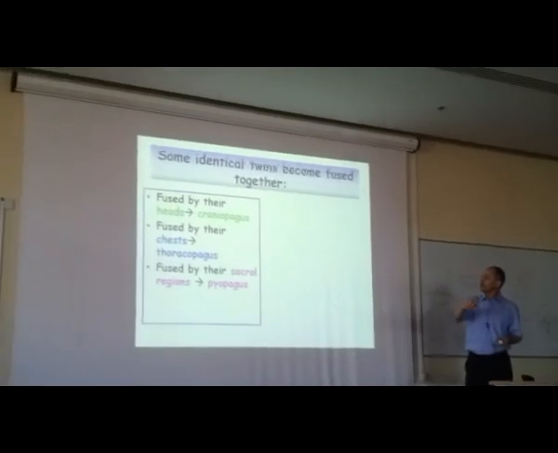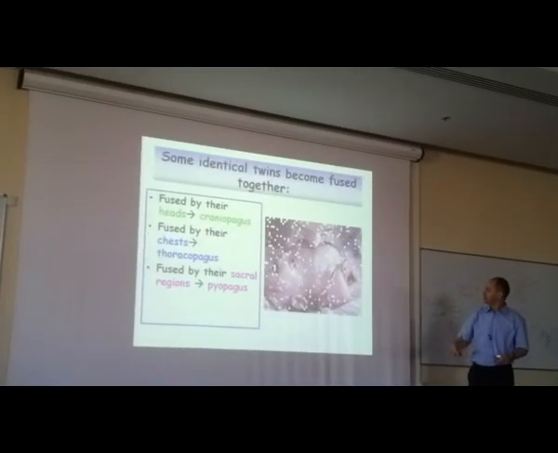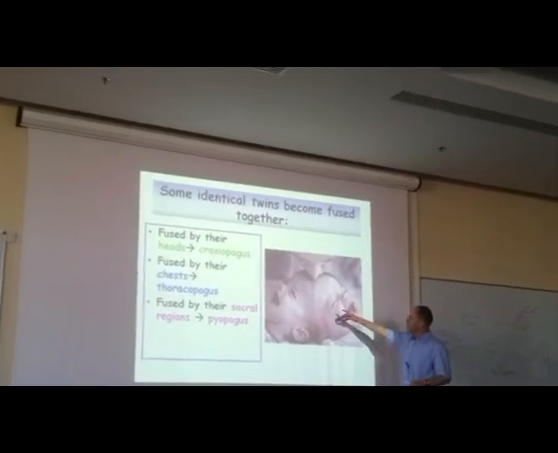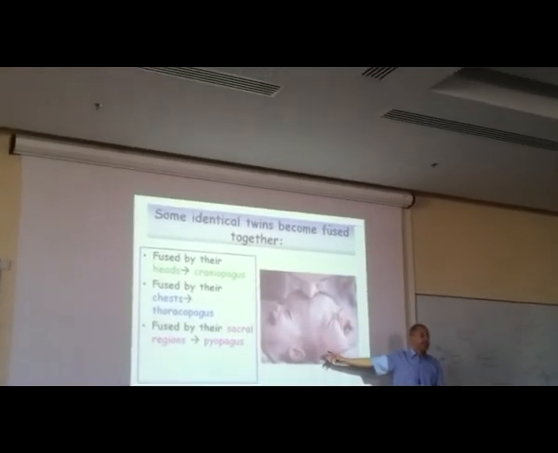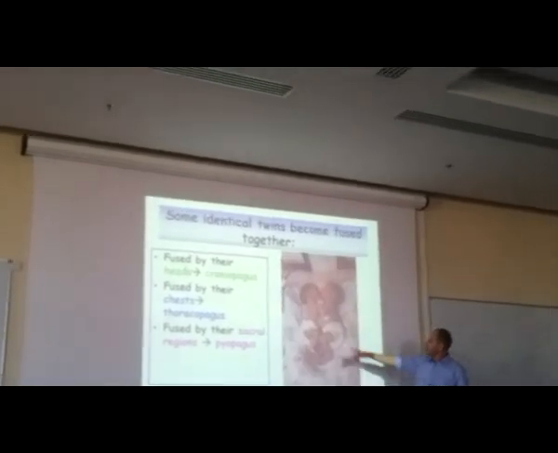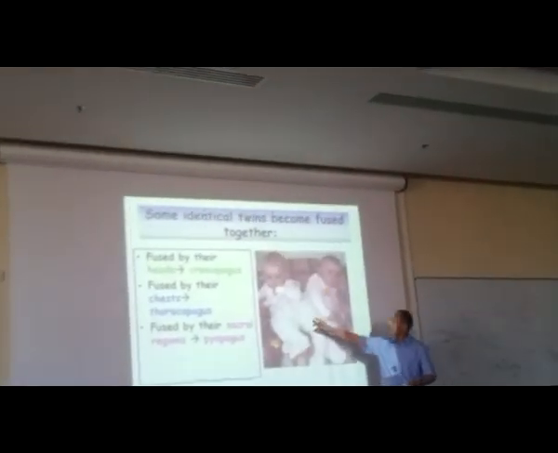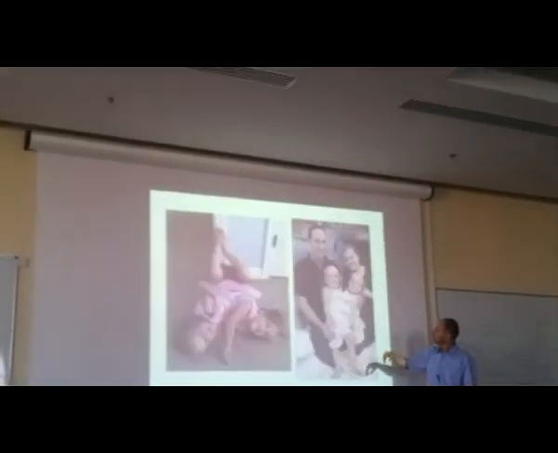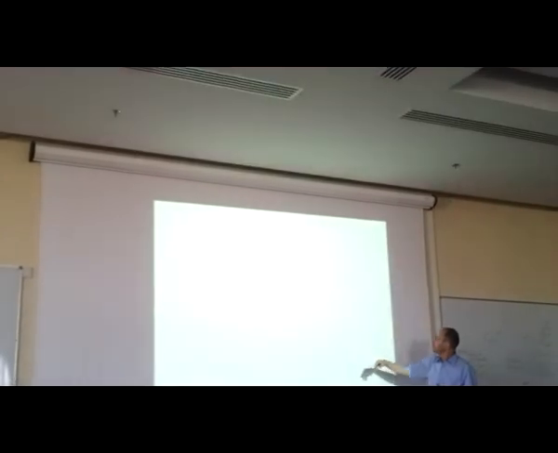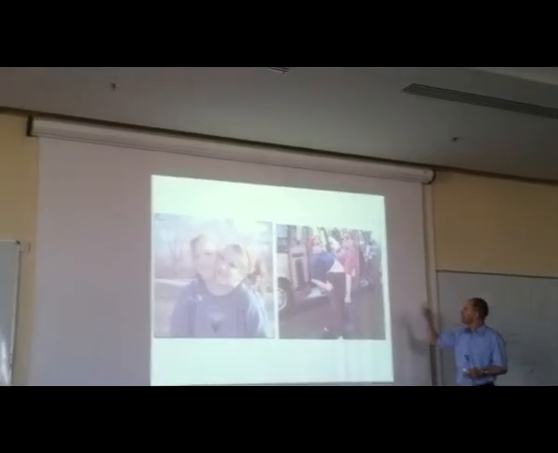Sometimes the monozygotic twins are connected with each other. As we see, they are still connected in the area of the head. It is named craniopagus. Connected in the area of the thorax, thoracopagus. Connected in the area of the pelvis, pygopagus. Okay? Adult, still connected.